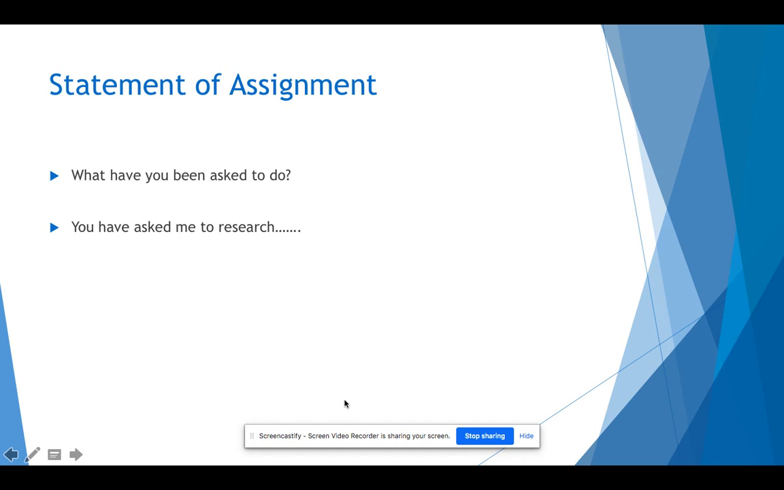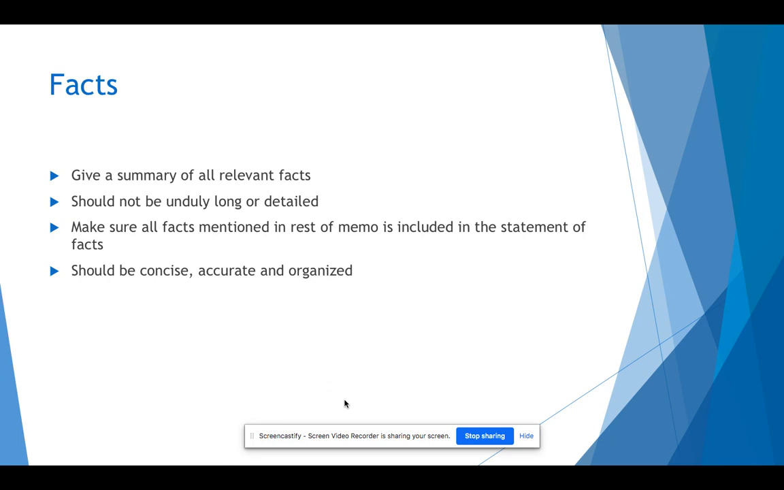Then the statement of assignment. What have I been asked to do? If you look on page 193, this is your general outline, how it's going to look. You've asked me to perform research on such and such for a particular client. Then facts. Give a summary of all the relevant facts, not too long. After you write your memo, go back and look at your facts section to make sure anything that you are using as a fact in your discussion section is also included in the statement of facts. Make sure it's well organized and accurate. You can see that on page 193.